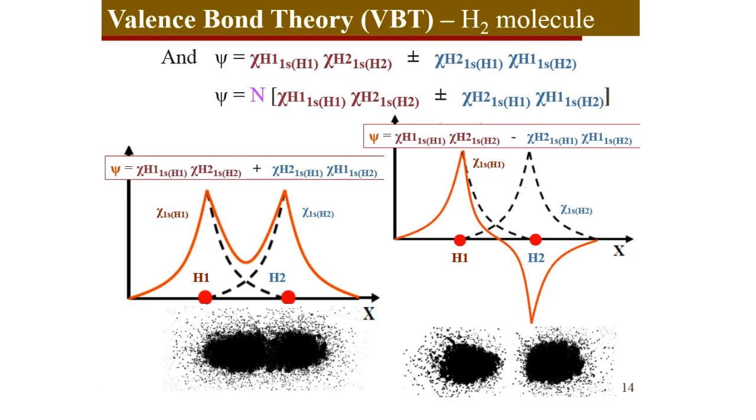So, in the first case, the additive or in phase overlap, the internuclear electron density is larger than the atomic orbital electron densities, whereas in subtractive interference, the internuclear electron density is lower than the respective atomic orbital electron densities. Therefore, we can say the first case, the additive interference, is more probable or more favored.